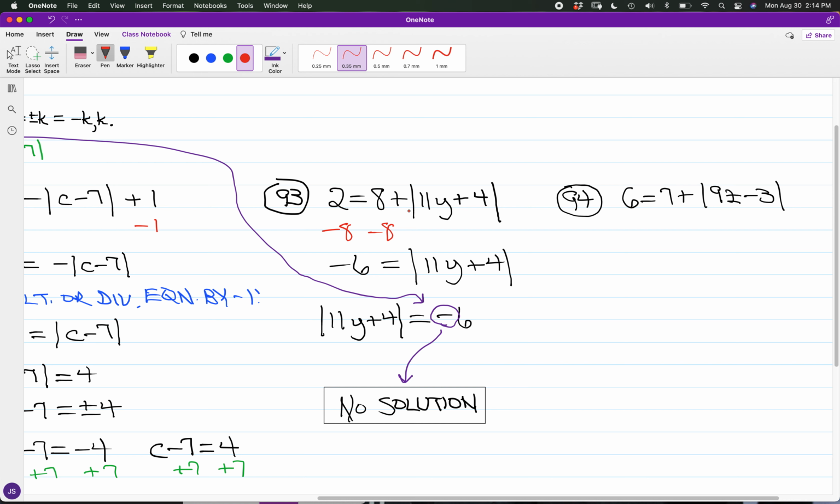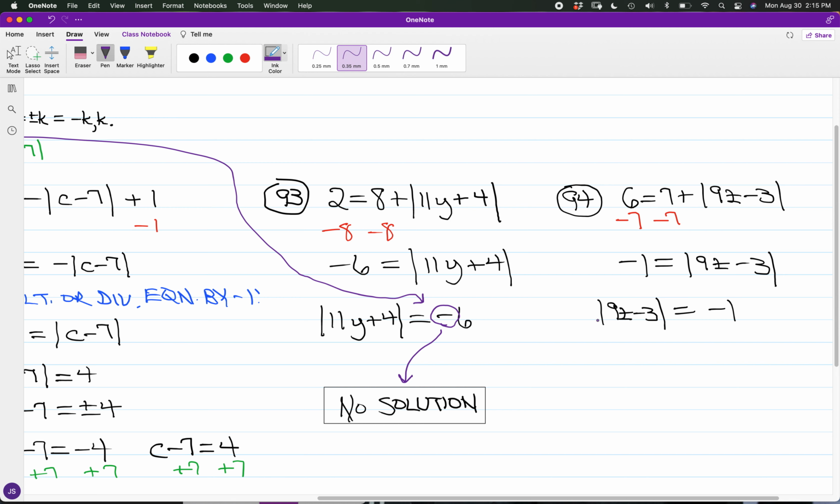If I get the absolute value term by itself, just as I subtracted the leading coefficient from the right hand side, I'm going to do likewise here. Taking 7 away, 6 minus 7 is negative 1. To the right, after canceling the 7's out, I have the absolute value of 9z minus 3, and switching the order, the absolute value of 9z minus 3 is equal to negative 1.